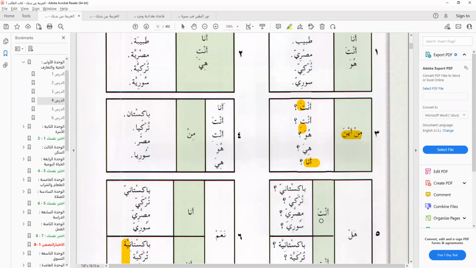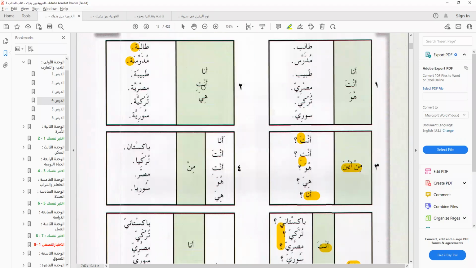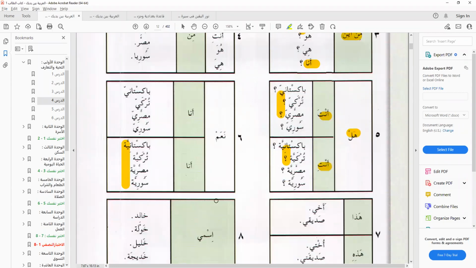So then we have hal anta, are you? Hal means are you, as in A-R-E in English. Anta, you, masculine. Hal anti, a female. Hal anta Pakistaniyun, are you a Pakistani? Hal anta Turkiyun, are you Turkish? Hal anta Misriyun, are you an Egyptian? Hal anta Suriyun, and so on. So you have the masculine up here, and you have the feminine below. Same with this: ana, anti, huwa, hiya. So I hope you practiced all this last week.